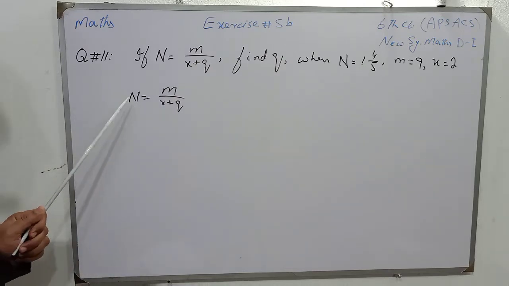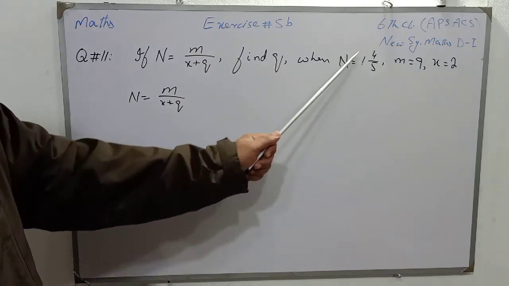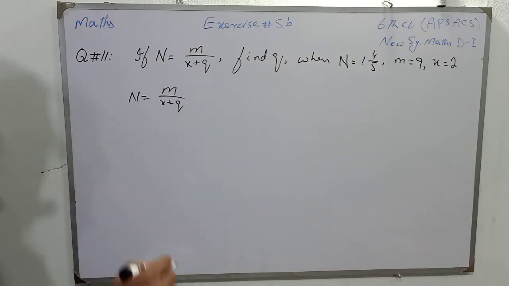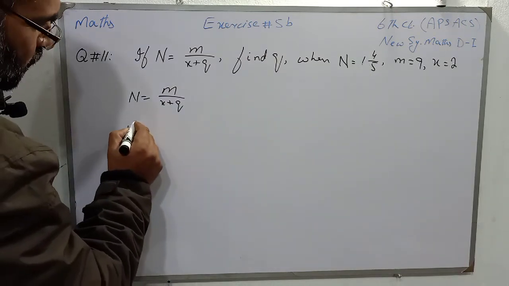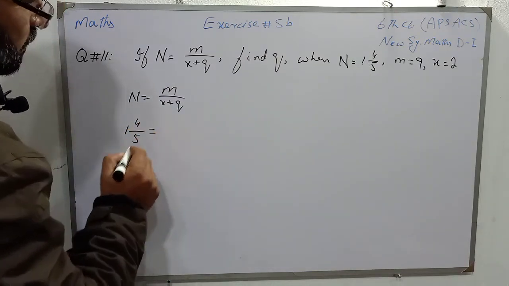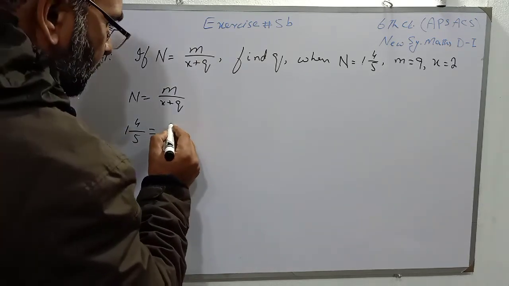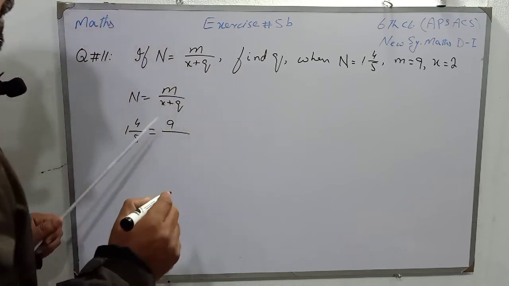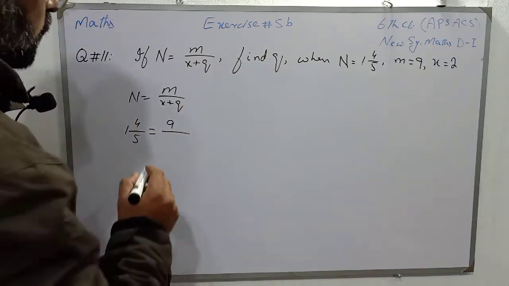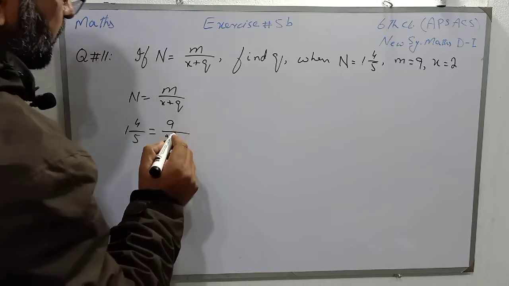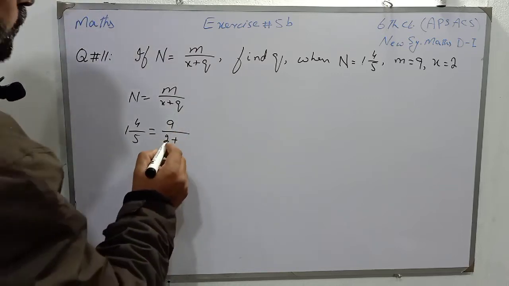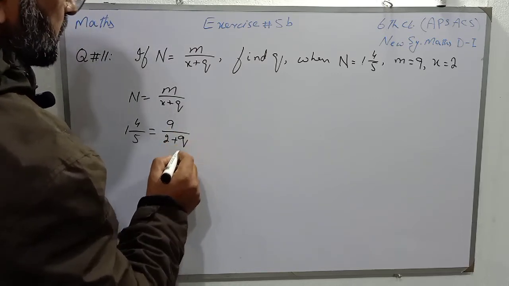Now we will replace the values. The value of n is 1 whole number 4 over 5, so in place of n we will write its value. So it is written 1 whole number 4 over 5 is equal to, the value of m is 9, so I will write 9 over, the value of x is 2, plus, and the value q we have to find, so q is written as it is.